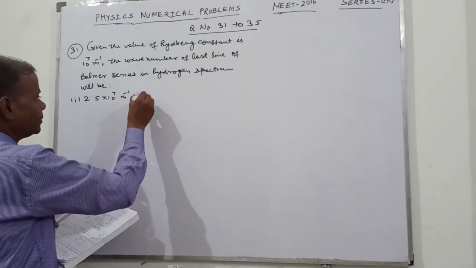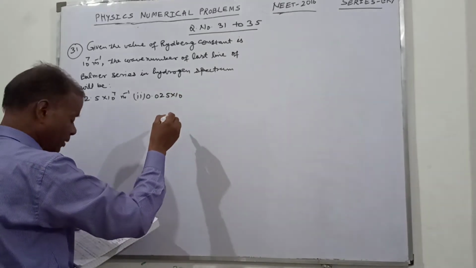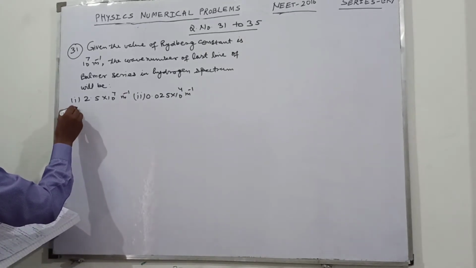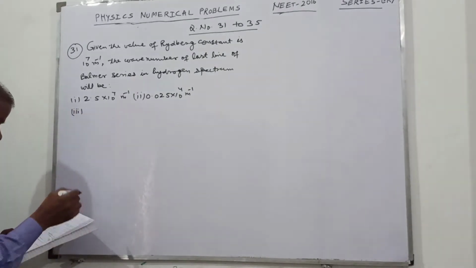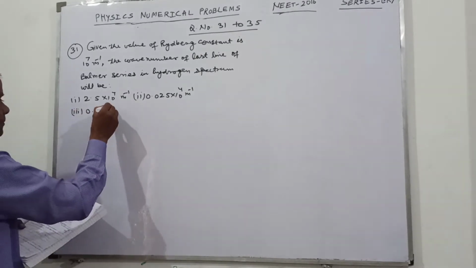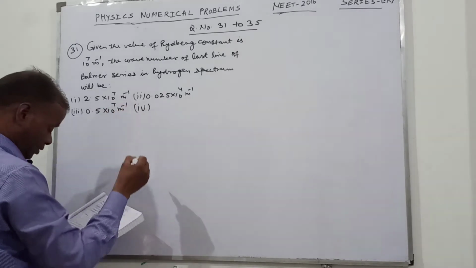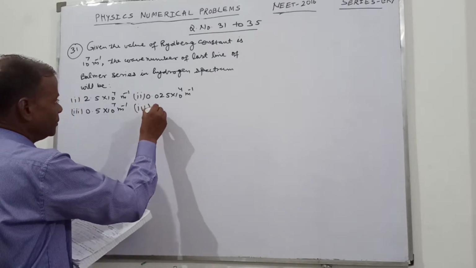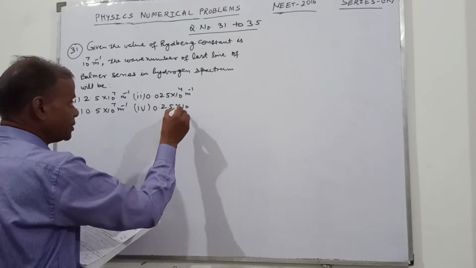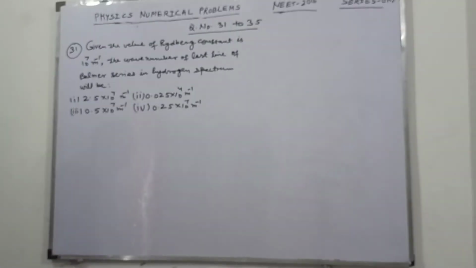Second option, 0.025 into 10 raised to the power 4 meter inverse. Third option, 0.5 into 10 raised to the power 7 meter inverse. And now fourth option, 0.25 into 10 raised to the power 7 meter inverse. This is the given question.